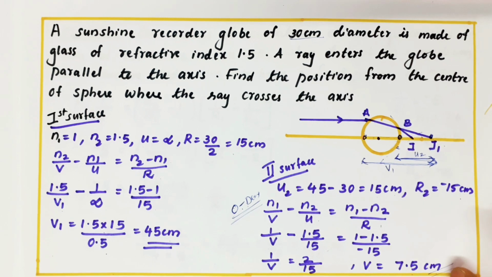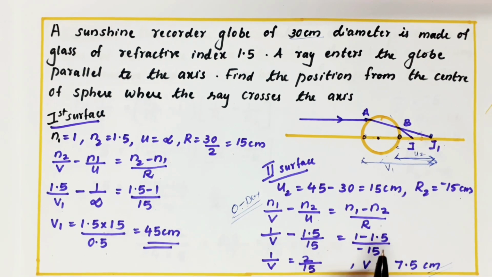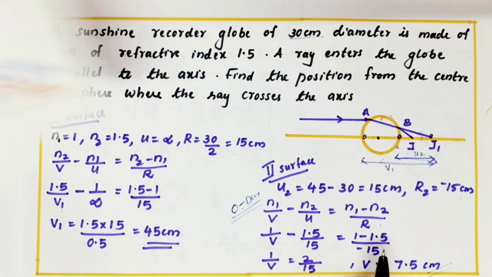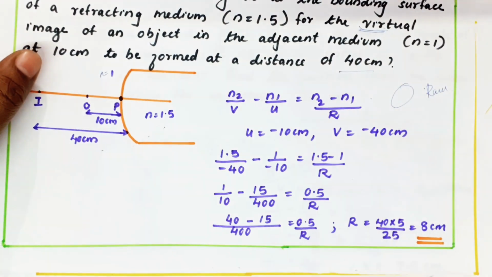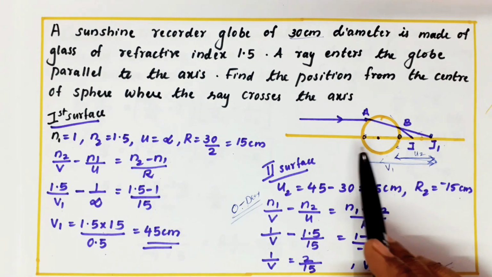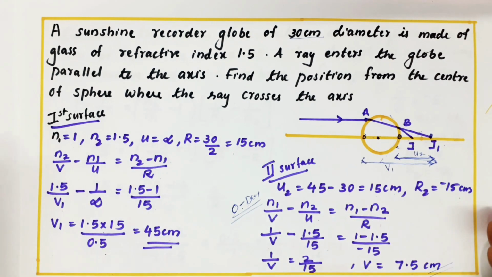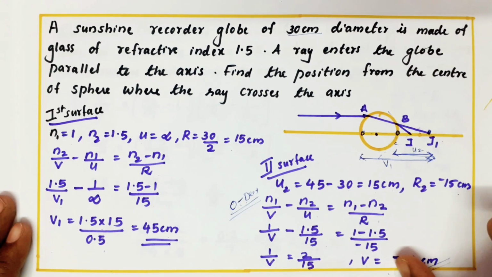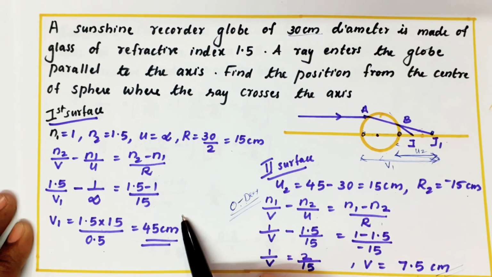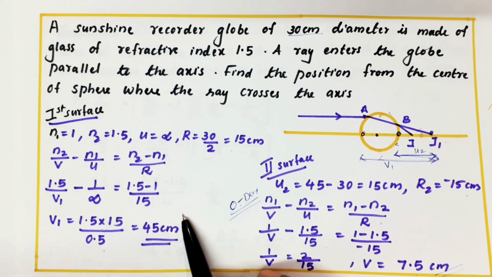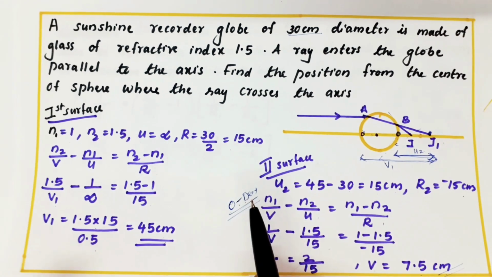Clear? So you see the difference in this question and the previous question. In the previous question we applied refraction at a spherical surface once, because there was only one spherical surface. But in this case there are two spherical surfaces, so apply the refraction equation two times, and that also two different equations I am taking. Because the first image we are assuming acts as a virtual object and it lies in a denser medium.